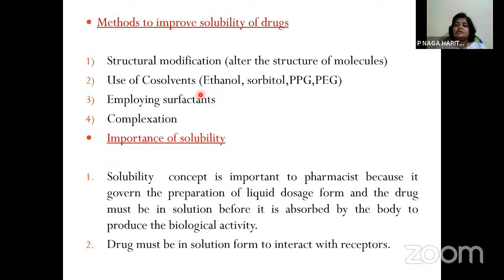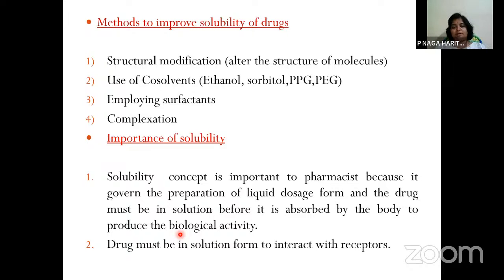So why actually we have to study about the solubility and how the solubility is important in eliciting the pharmacological action of any drug. So the solubility concept is important to pharmacists because it governs the preparation of liquid dosage form, and the drug must be in solution before it is absorbed by the body to produce a biological activity. That means in two conditions, this solubility is very important.